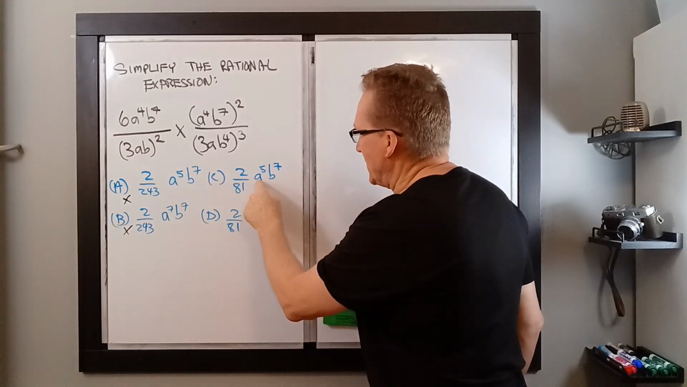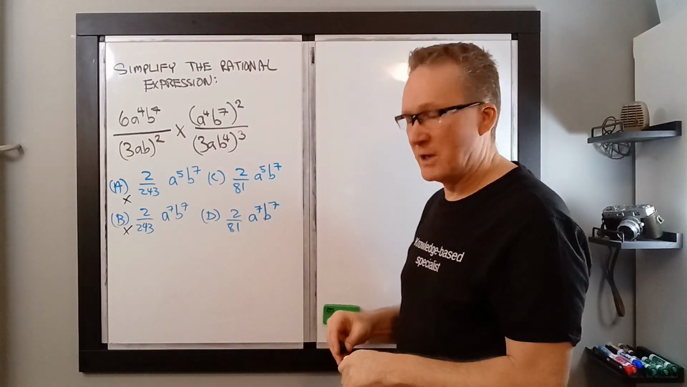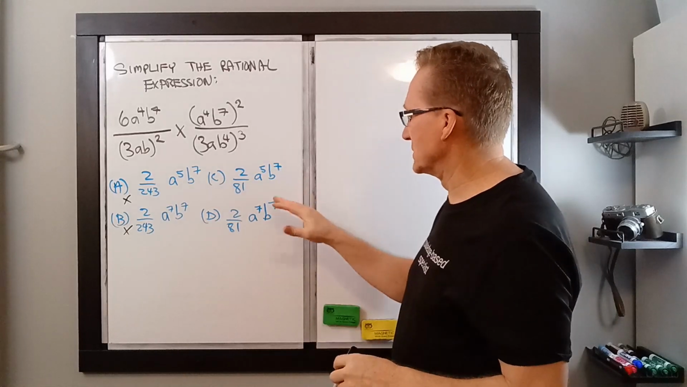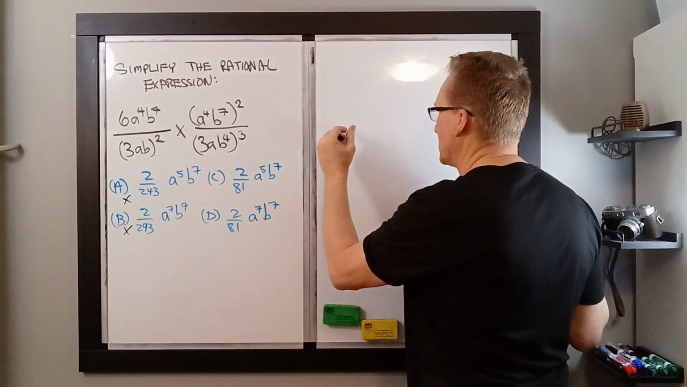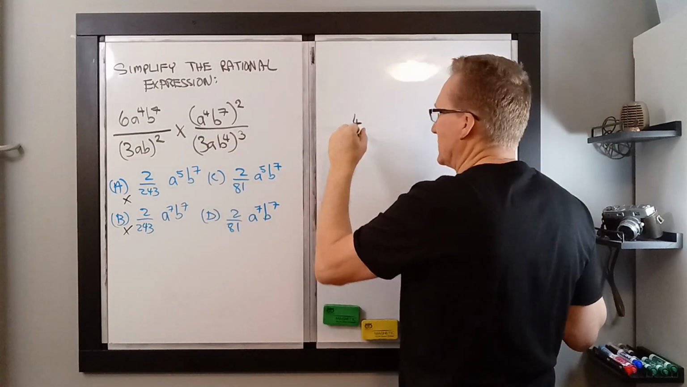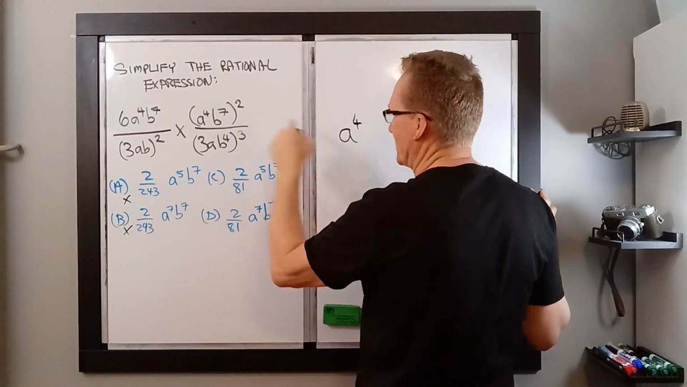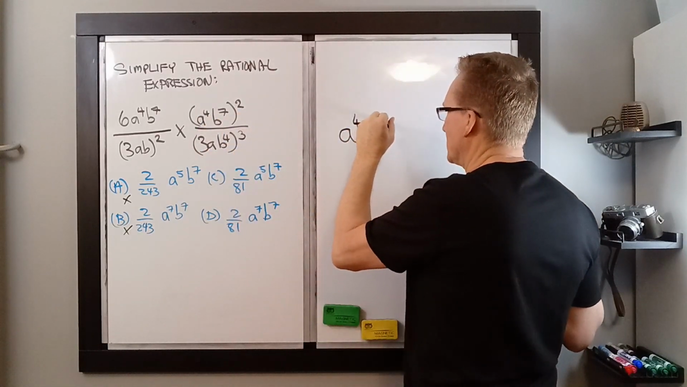The A's, one is A to the 5th, one is A to the 7th. So if we can figure out what the A's are, that will help to eliminate one of these questions. We would do the B as well for checking, but let's just take a look at the A's. So we're going to look at the A's over here. This is an A to the 4th. And then the second term over here, if we just keep it separate so we can check our work, A to the 4th squared is A to the 8th.